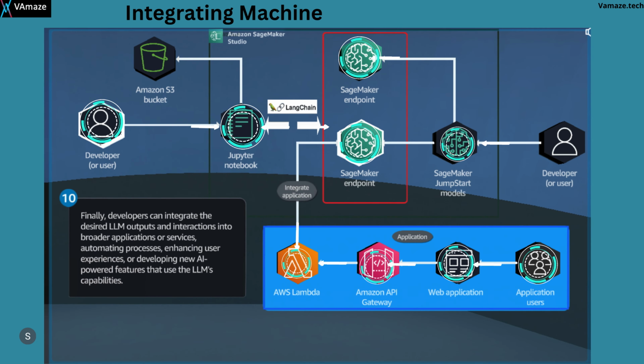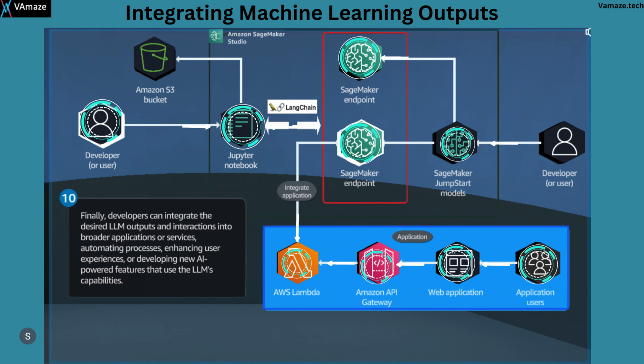So let's cover how to integrate the machine learning output. Finally, developers can integrate the desired LLM output and interaction into broader applications or services, automating processes, enhancing user experience, or developing new AI-powered features that use the LLM's capabilities. This integration leverages the full potential of machine learning models for various applications.